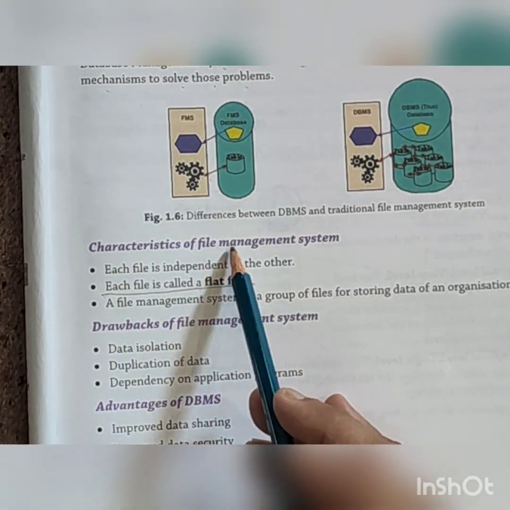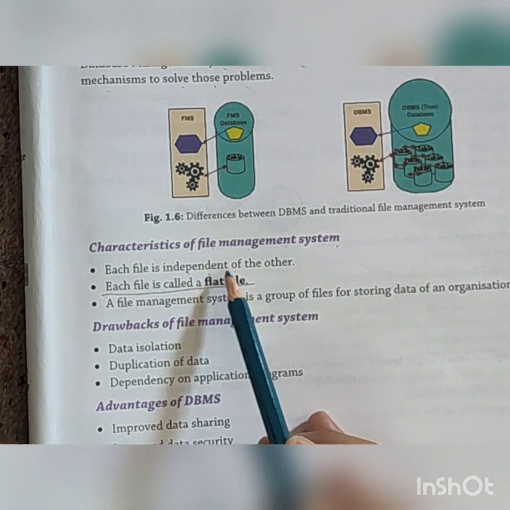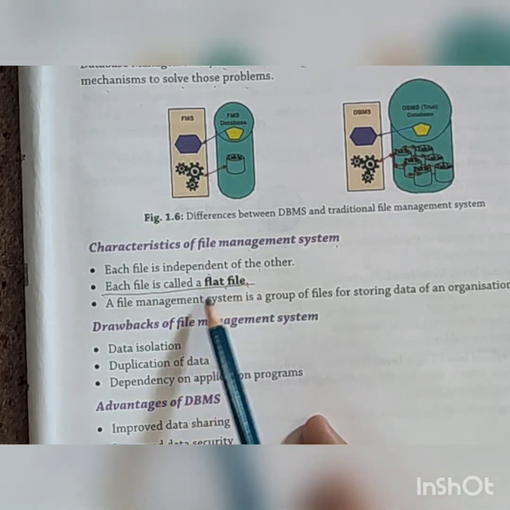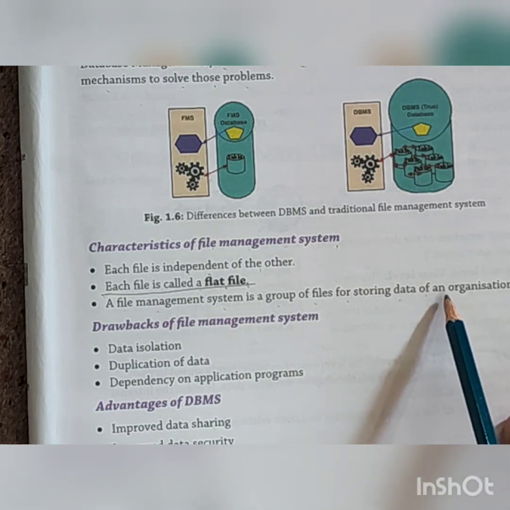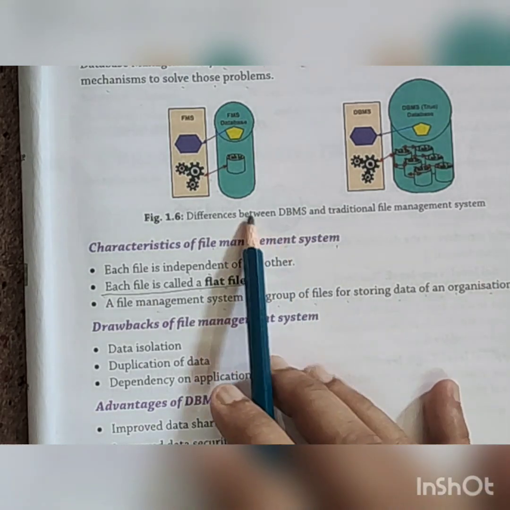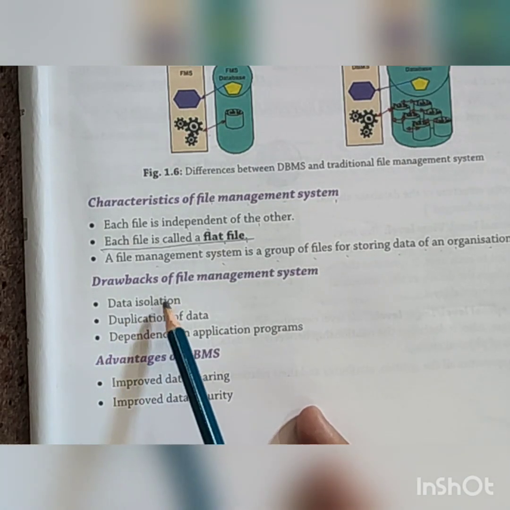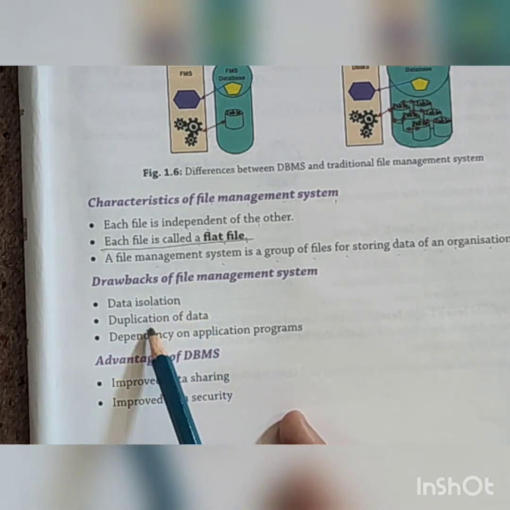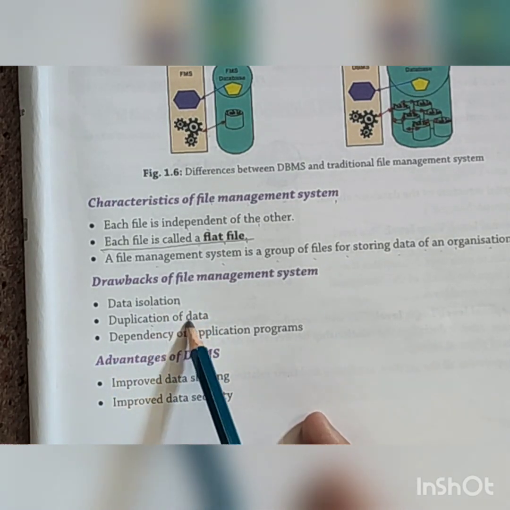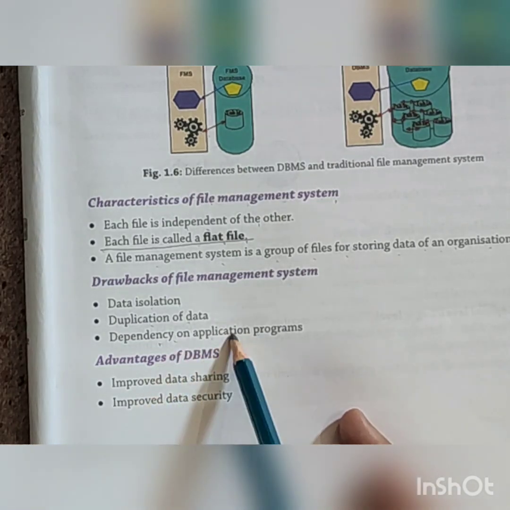So what are the characteristics of a file management system? It is independent of other flat files. A file management system is a group of files for storing data of an organization. It has some drawbacks also: data isolation, it is not an integrated system, there is a chance of duplication of data, and dependency on application programs.